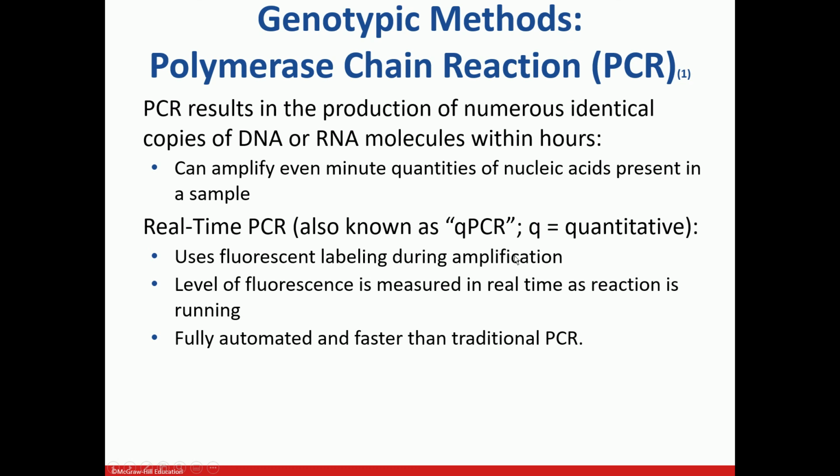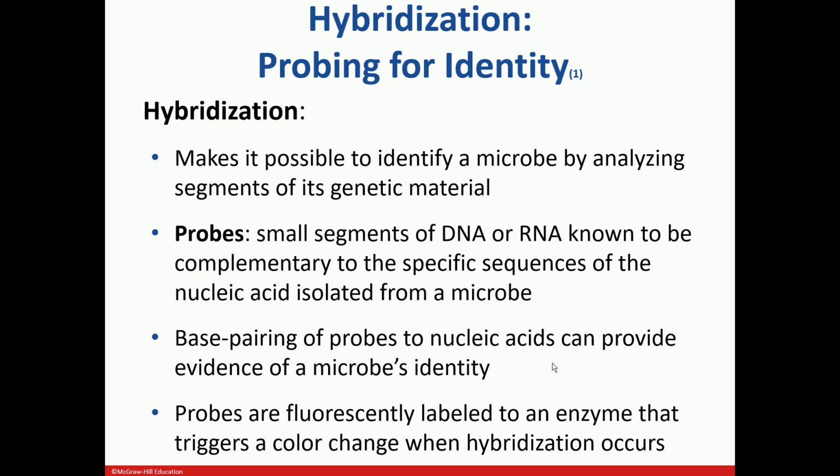And then there is another kind of PCR called real-time PCR. Basically, this real-time PCR uses fluorescent labeling while the DNA is getting amplified. There are some fluorescent markers also involved in this kind of amplification. So the level of fluorescence is measured in real time as the reaction is running, and we can see the amplification of DNA taking place in real time. This method involves fluorescent labeling. So the more the level of fluorescence, the more DNA is getting amplified. This is fully automated and faster than the traditional PCR.